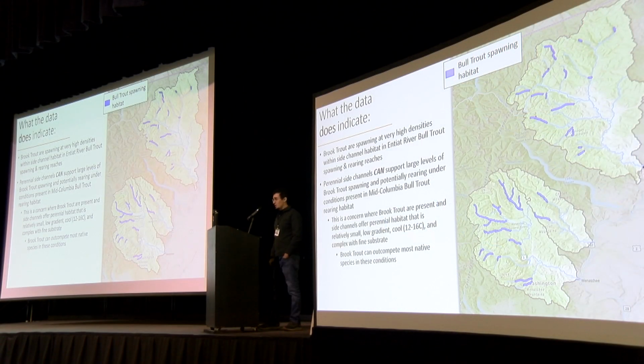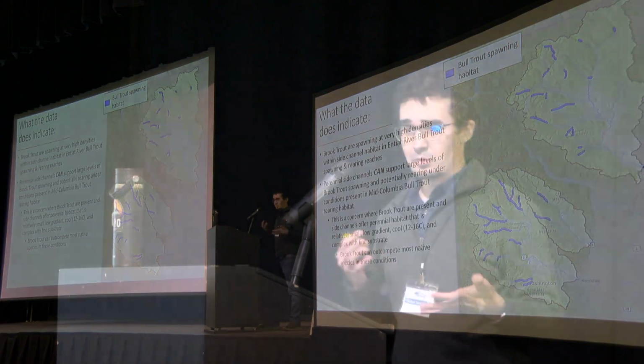All right, and then also, again, this isn't only a bull trout concern. Brook trout can outcompete most native species in the conditions that I just mentioned. So this is something to think about when we're thinking about where we're putting habitat restoration projects and where there are brook trout populations.